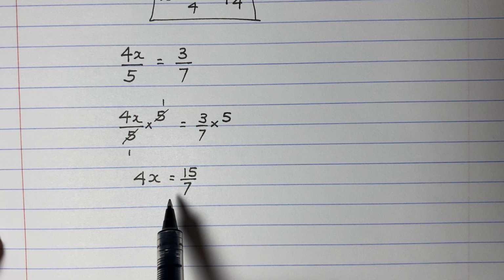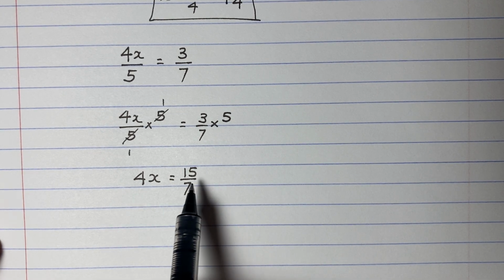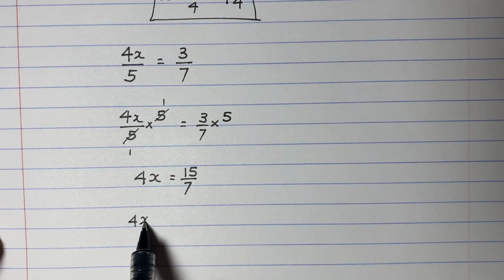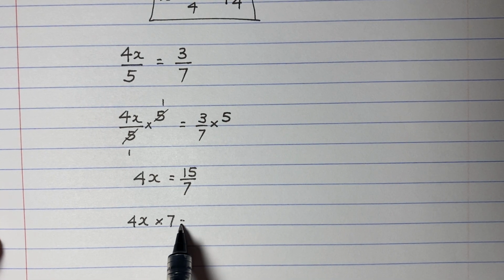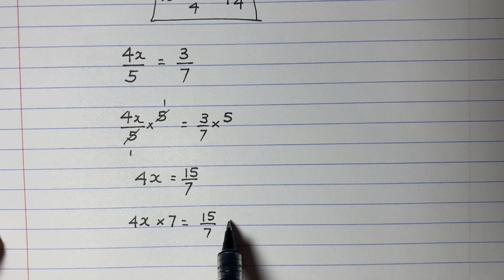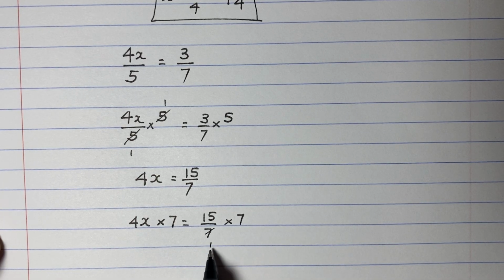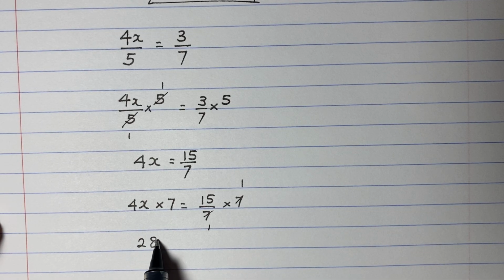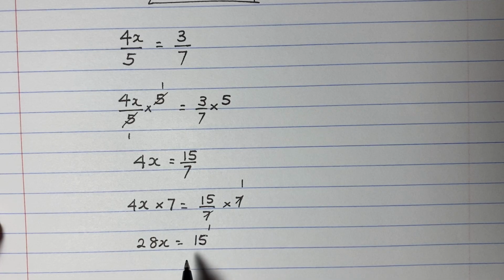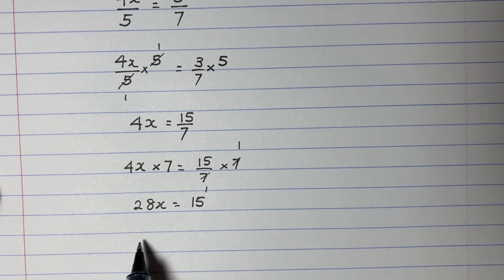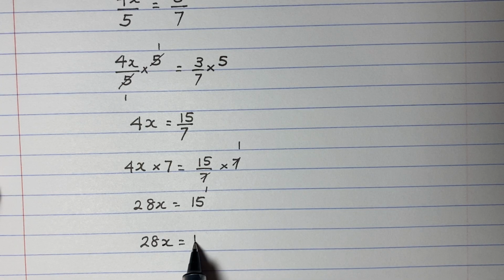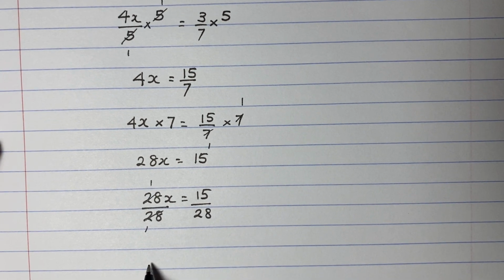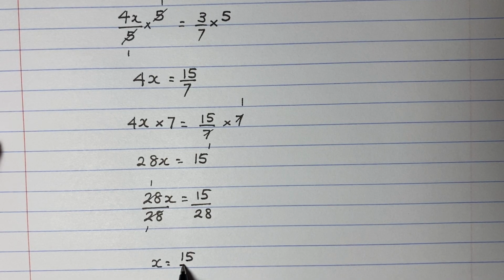To get rid of fraction again, I need to times both sides by 7. Both sides by 7. 15 over 7 times 7. This 7 and 7 cancelled. My fraction has gone. Here I've got 28x, which is 15. Final step, I want to get rid of 28. We write both sides and divide both sides by 28. So x equals 15 over 28.